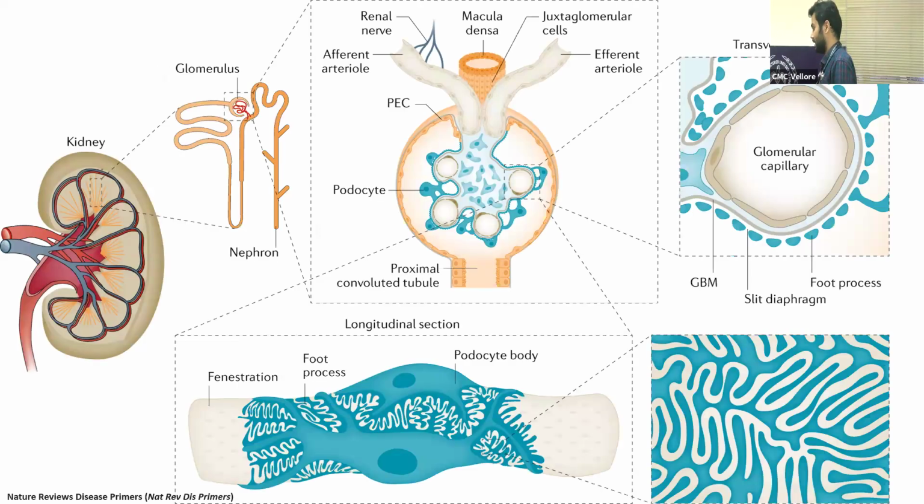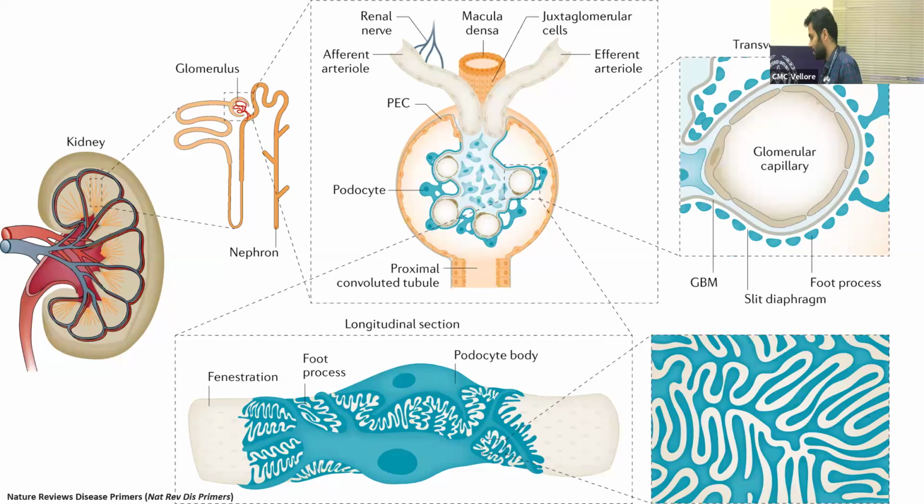So this is the enlarged view of the glomerulus. This is a single glomerulus, which contains one afferent arteriole which enters the glomerulus and divides into multiple glomerular capillaries. Then it exits as the efferent arteriole. The entire glomerular capillaries are covered by a membrane called Bowman's capsule. There are 4 important cells which we should know in glomerular pathology.